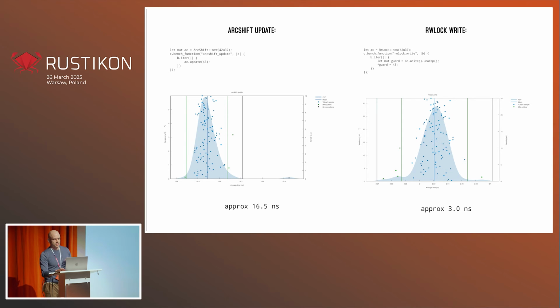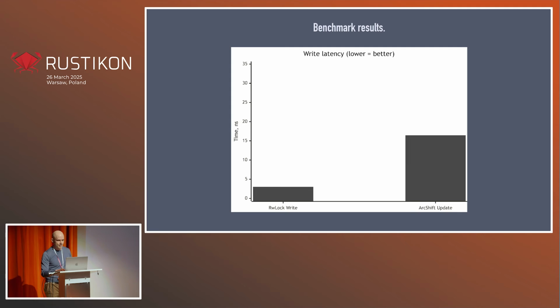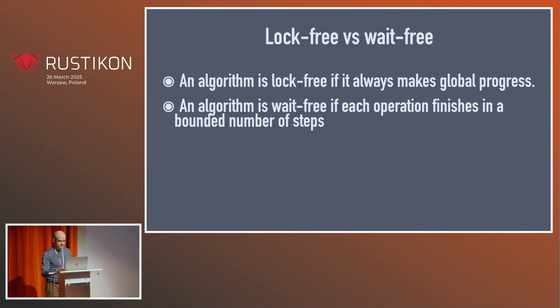Update is slower because ArcShift is a more complex algorithm, more complex data structure. And it's about, as you can see, like, I don't know, 5 times slower or so. And here are the same benchmark numbers in bar graph form. And you can really see how under contention, RwLock is, well, it's 35 nanoseconds. So I wouldn't say slow, but slower than other mechanisms. And for writes, yeah, ArcShift writes are more expensive.